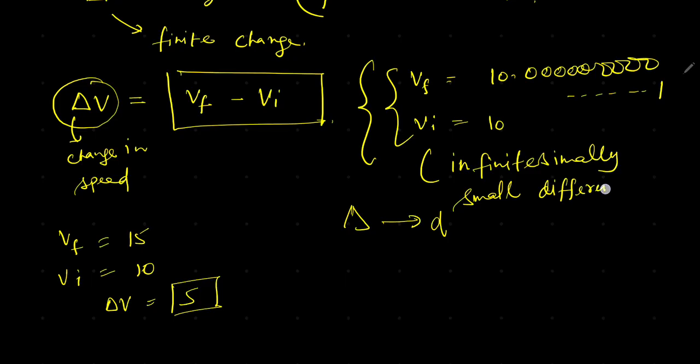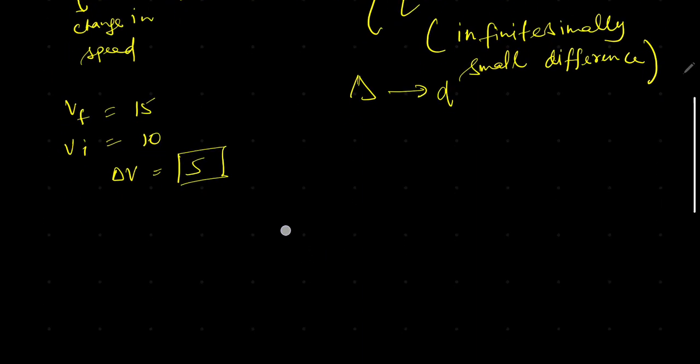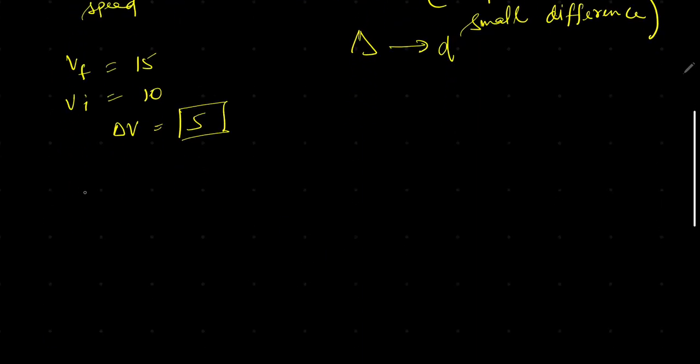Cool. So why are we discussing this delta and this d? Let's take a situation. Let's say that v, that means speed here, is varying with an equation, let's say 2t plus 5, where t is time. v is speed, t is time.